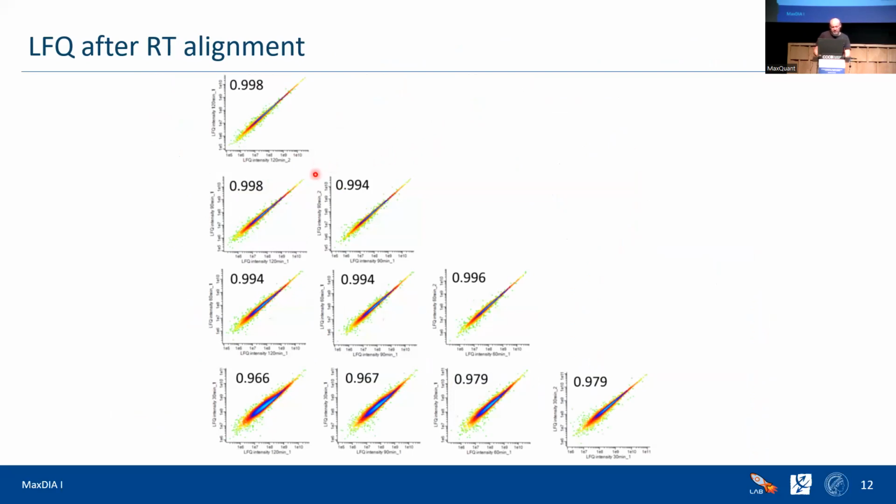So you can see the technical reproducibility between samples with different gradients, and you see it's all with very high Pearson correlation between the protein LFQ intensities.